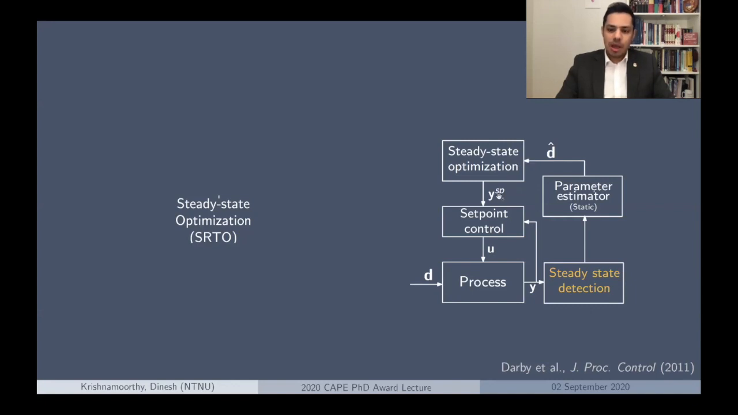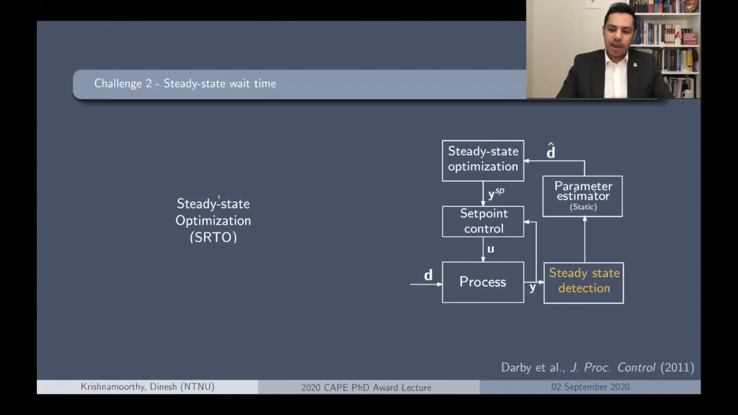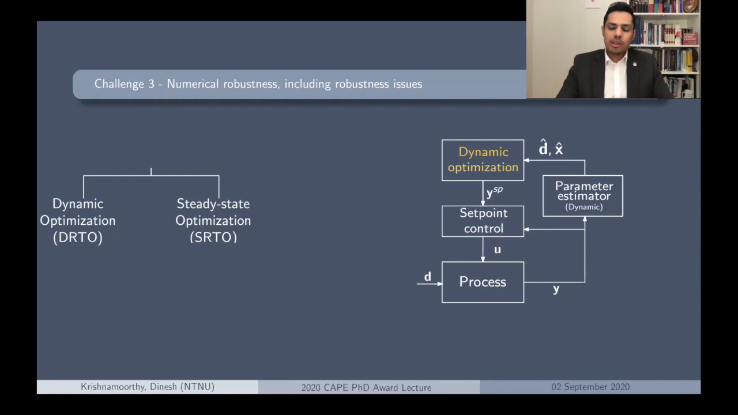points. However, one of the fundamental limiting factors is the steady state wait time. If the process is operating in transients for long periods of time, or if the settling time for the process is quite long, then the process would be operated suboptimally for long periods of time. So how can we address the steady state wait time issue? Well, the obvious approach is to use a dynamic RTO, where we use dynamic models and solve a dynamic optimization problem.